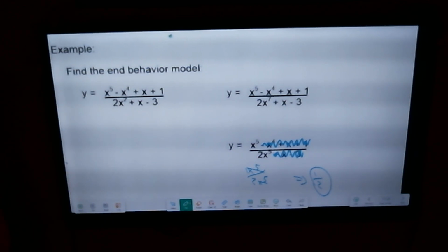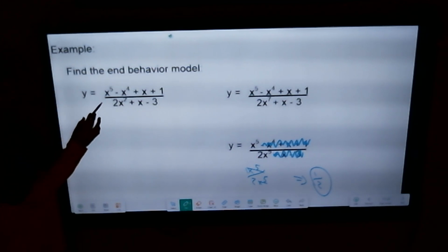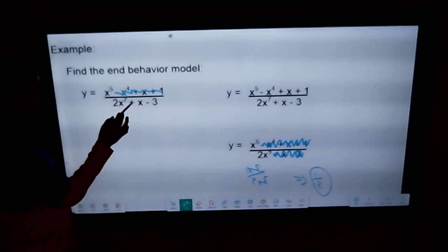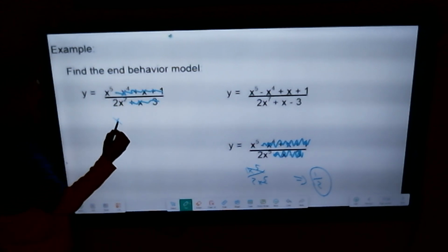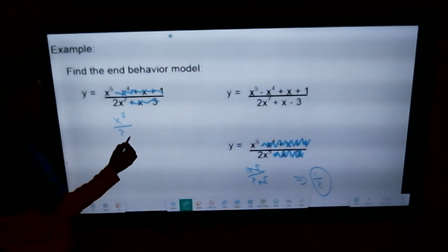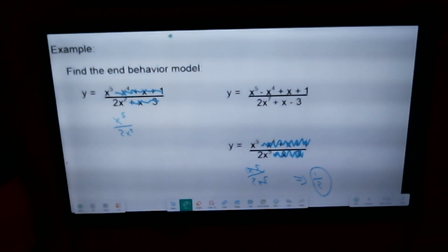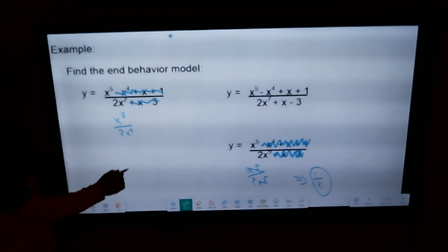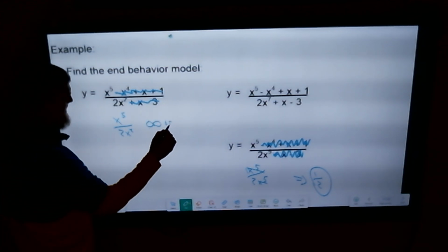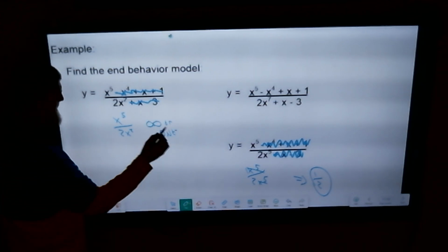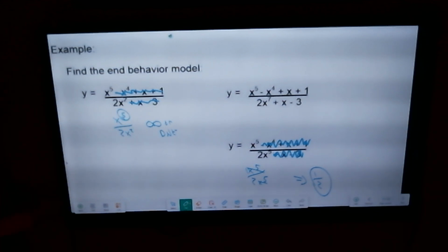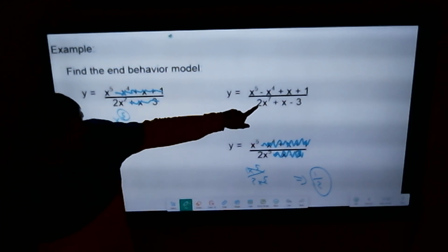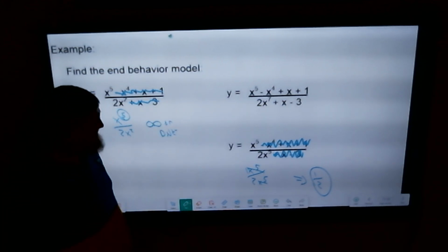Up here, once again, none of this matters, and we have x to the 5th over 2x squared. Where's the limit as x goes to infinity? Infinity, or it does not exist, because your numerator is the dominant one. Well, this one here with the denominator, x to the 7th is the dominant.